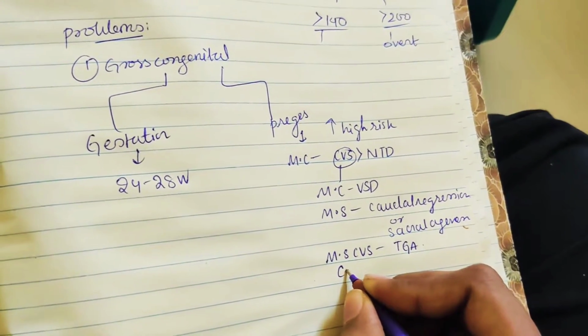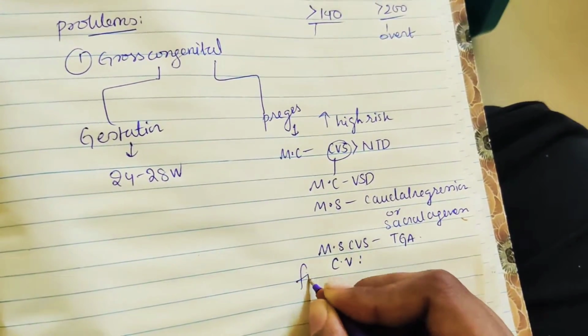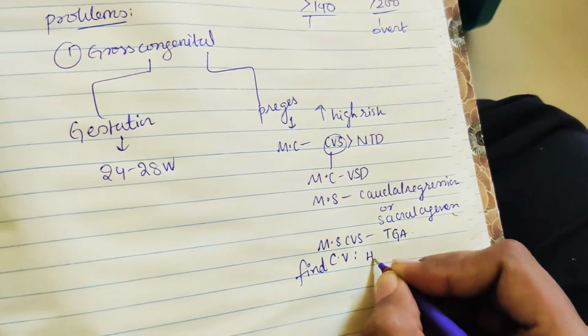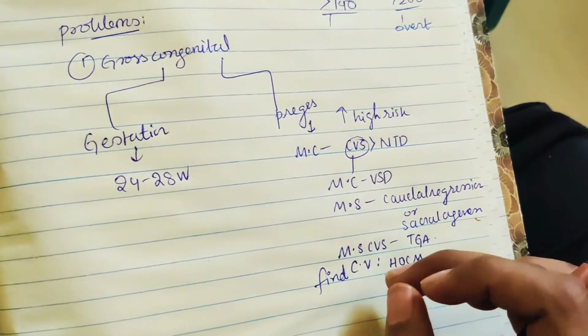And what is the most common cardiovascular finding? The finding is hypertrophic cardiomyopathy. Hypertrophic cardiomyopathy is the most common finding.